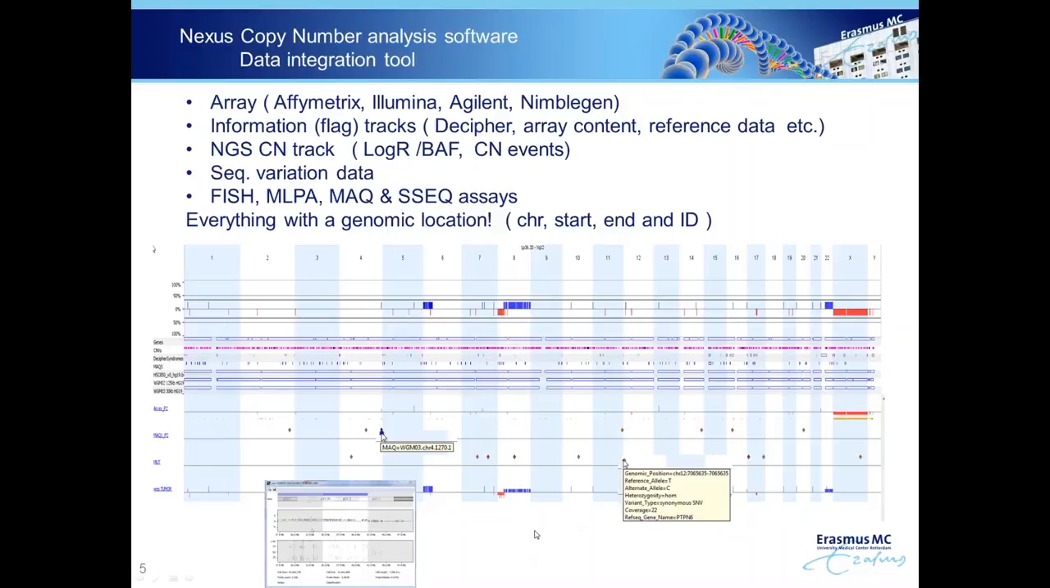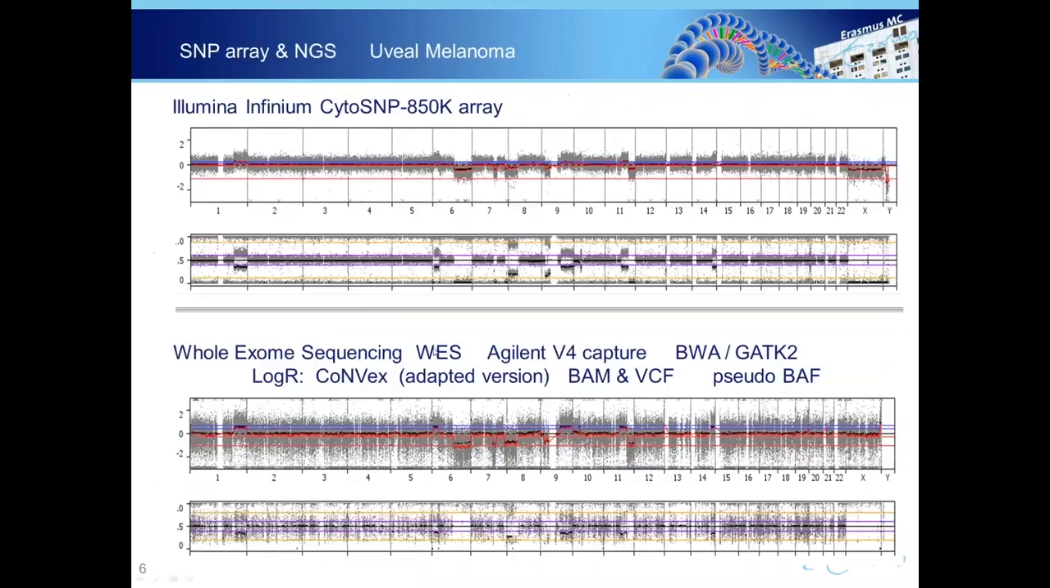So to continue from that, I would also like to highlight what we are doing with arrays and copy number in exomes. This is a traditional Illumina pattern of a human melanoma case. You see the log ratios and the B allele, and we challenged our bioinformatician together with the people from Convex to create a similar feel and look as we have in the arrays.